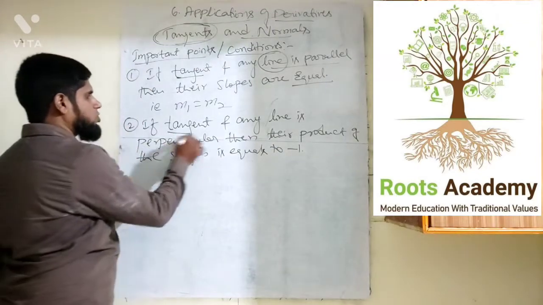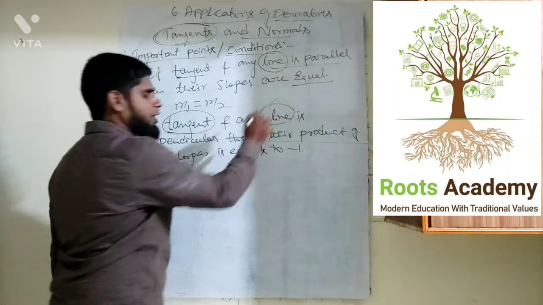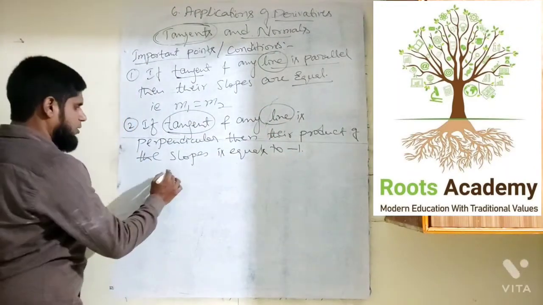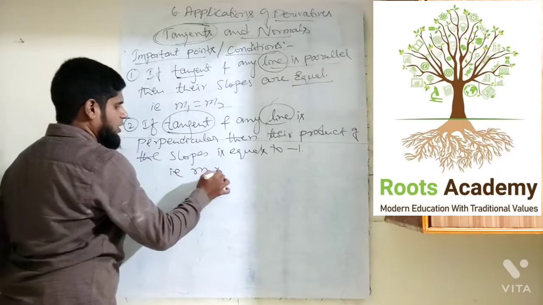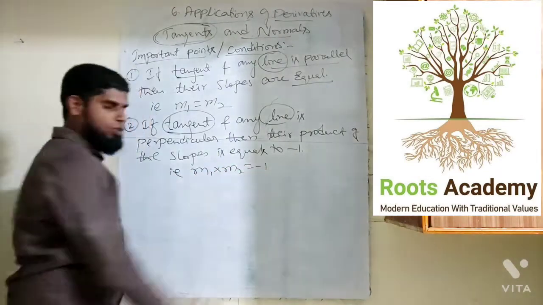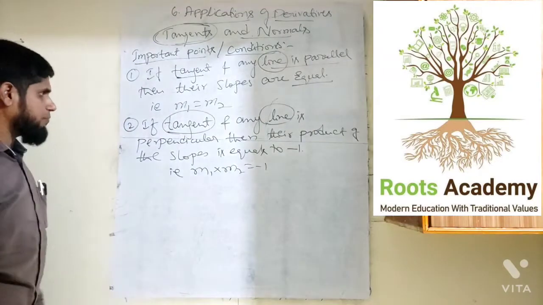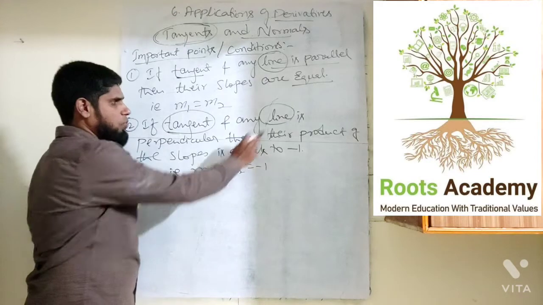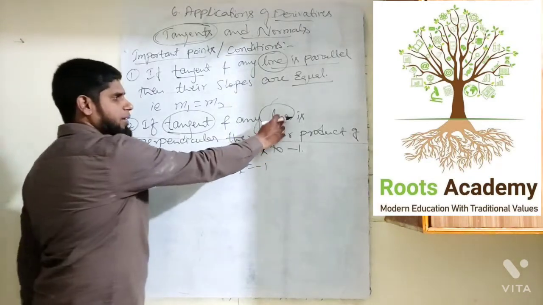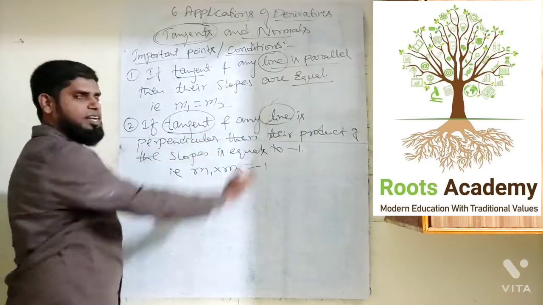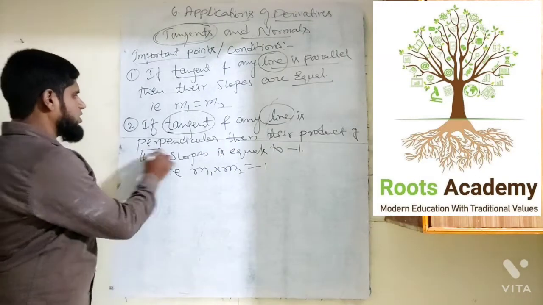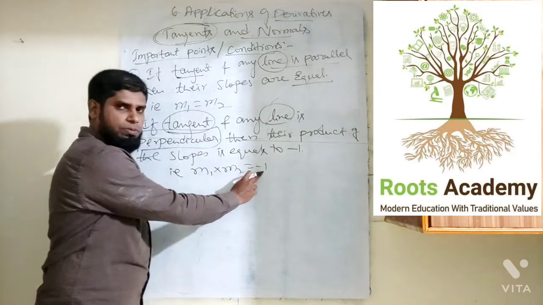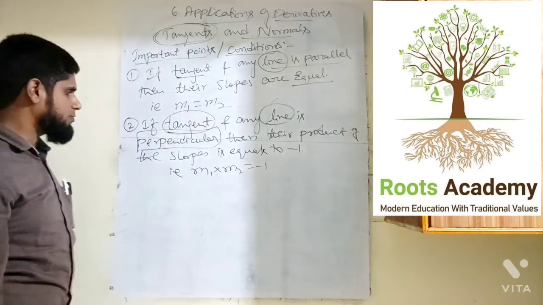Slopes in the sense slope of tangent and slope of line. If you multiply, we should get -1. That is m1 into m2 is equal to -1. m1 is the slope of tangent, m2 is the slope of line. This line can be anything. It can be normal or it can be any general line. But if the condition is perpendicular, then the product of the two slopes must be equal to -1.